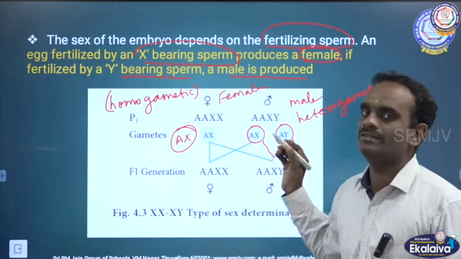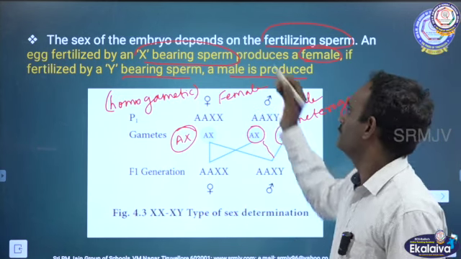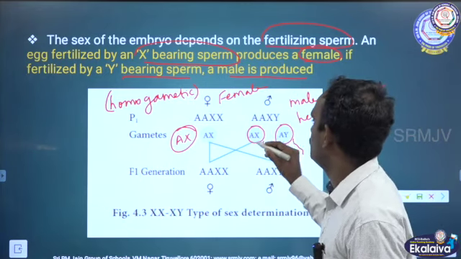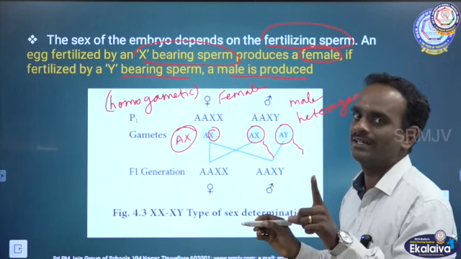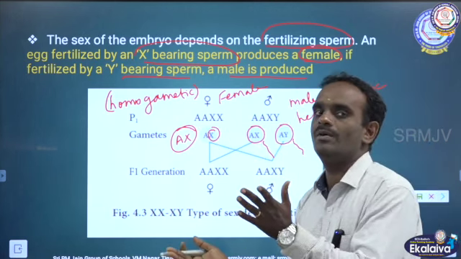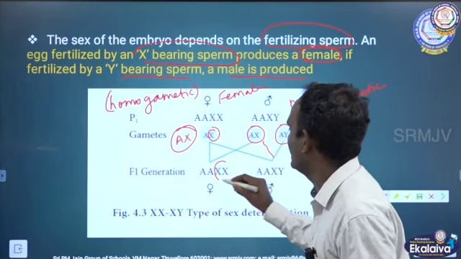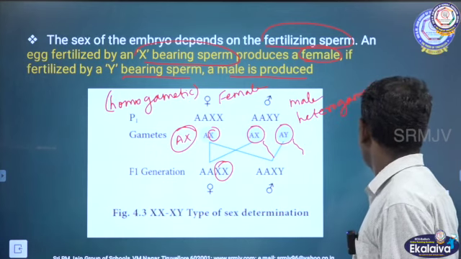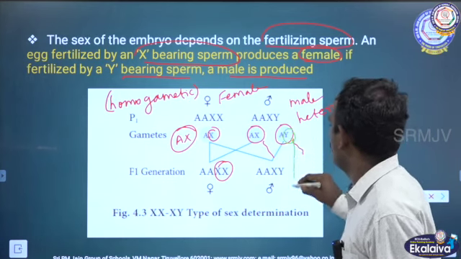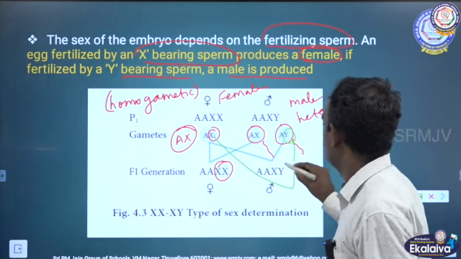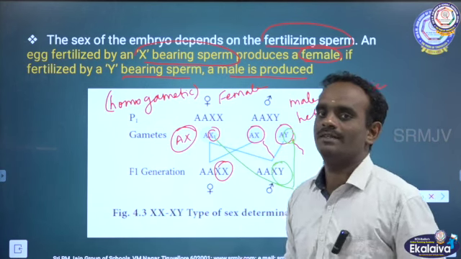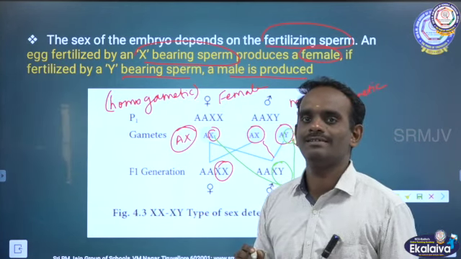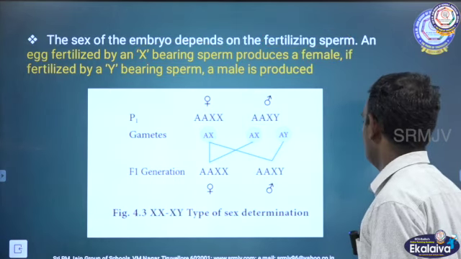As I said, the sex of the embryo depends on the fertilizing sperm. If the X-bearing sperm fuses with the egg, what will happen? The X-bearing sperm fuses with the egg to form XX, then the individual is female. In the second case, the Y-bearing sperm fuses with the egg to form XY, that is male. Can you get my point, children? Yes? Okay.